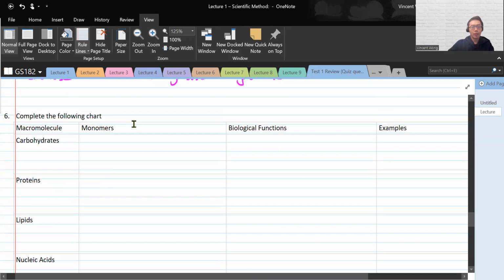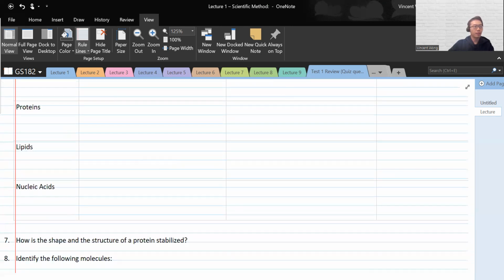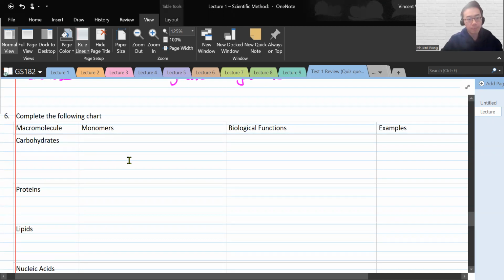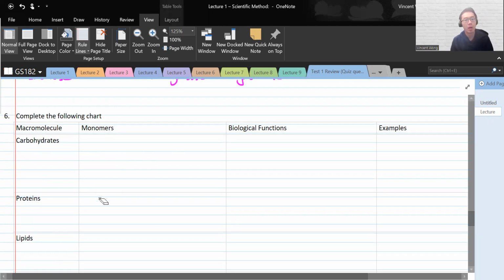Complete the following chart. All right, so we have a bunch of questions here related to all the macromolecules. So let's just go through them one by one. We start with the carbohydrates. So monomers of carbohydrates are monosaccharides, right?